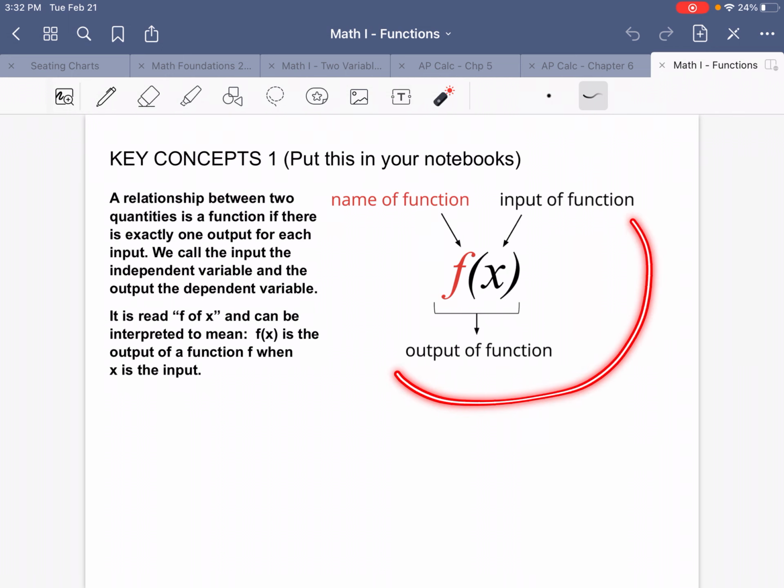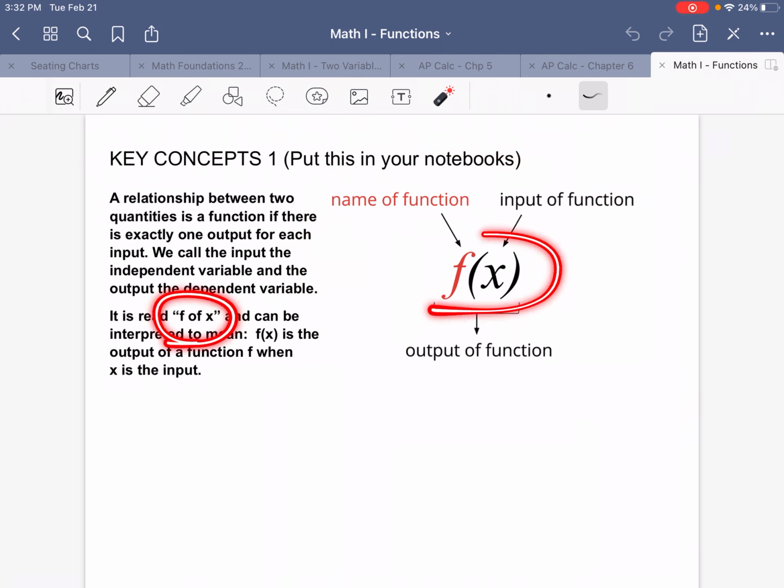So this right here is how we write functions. We read this as f of x. So f of x. F is the name of the function. My input is the x value. That's what's going into my function. And then f of x is what my function does to x and gives me an output.